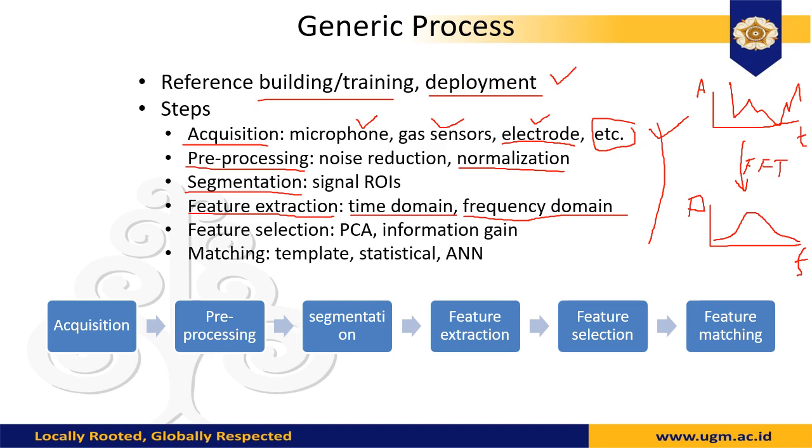Then of course we may have features extracted from these two different representation domains. Okay, after we have features from time, frequency, or time and frequency, then we could select some of them, which is more important for our purpose.